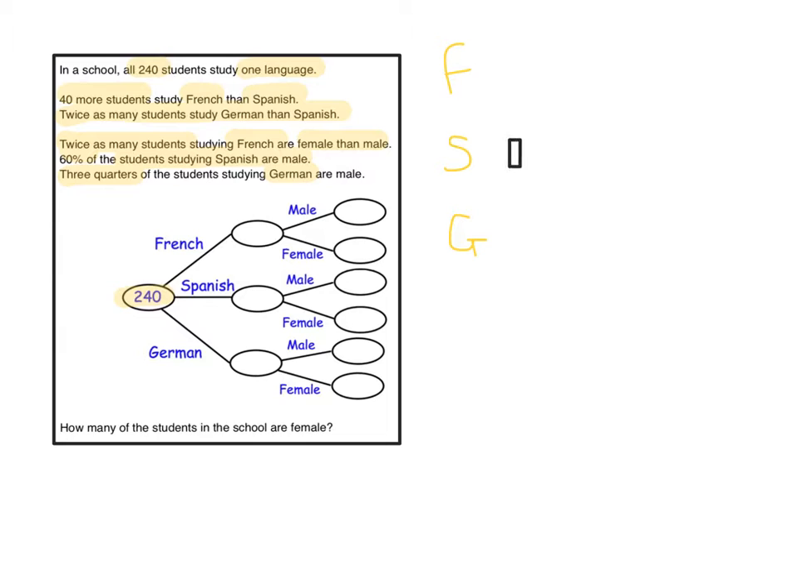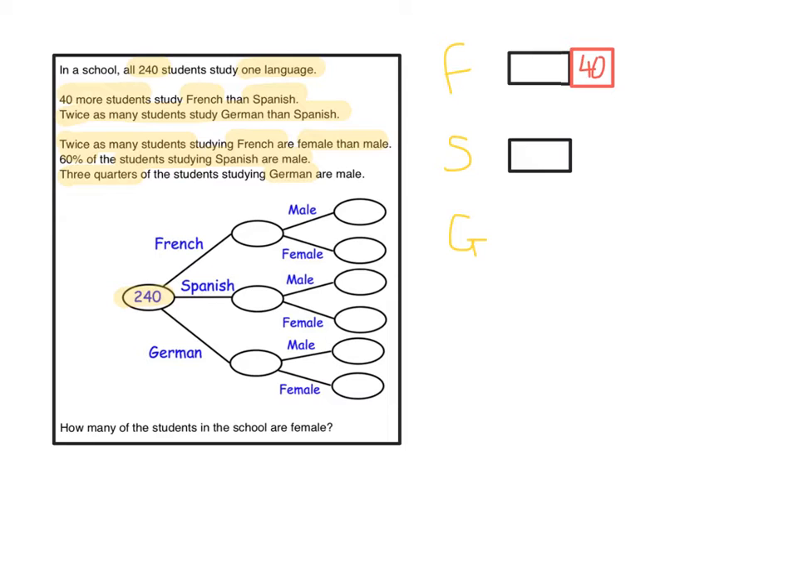So if this is Spanish, then French is exactly the same, but there's a little bit extra, and I'm going to do that in a red box. And in that red box I'm just going to put 40, because 40 more students study French than Spanish. Let's just move that all over slightly.